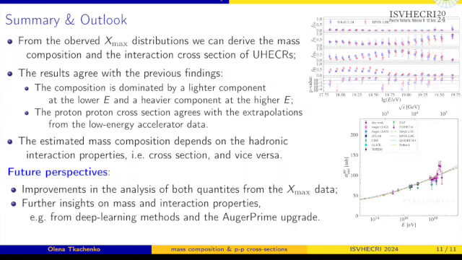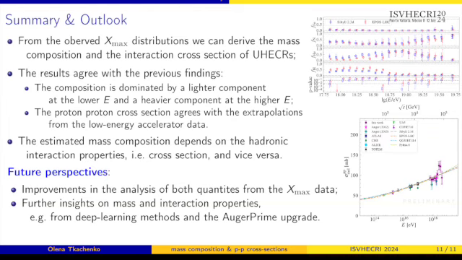That brings me to the summary: from the observed X-max distributions, we can derive both mass composition and the interaction cross sections. The results with the full phase one data with increased statistics agree perfectly with previous findings. We get the same trend in the mass composition, and the proton-proton cross sections agree with the previous measurements, as well as with the extrapolations from low energy data. However, the estimated mass composition does depend on the assumed hadronic interaction properties, in particular cross sections, and vice versa.